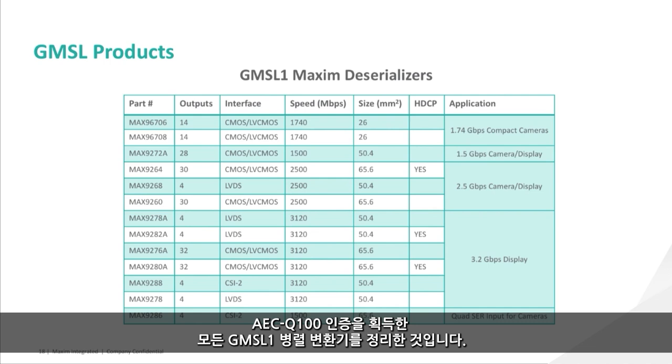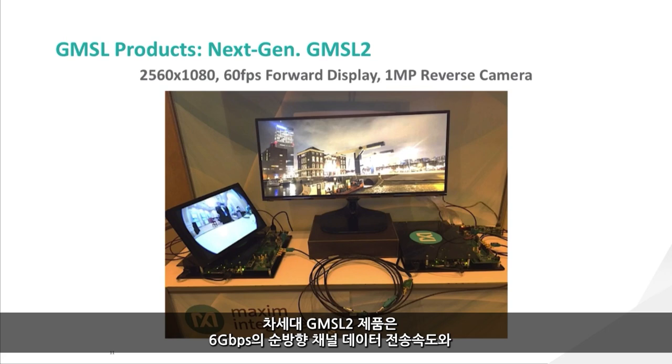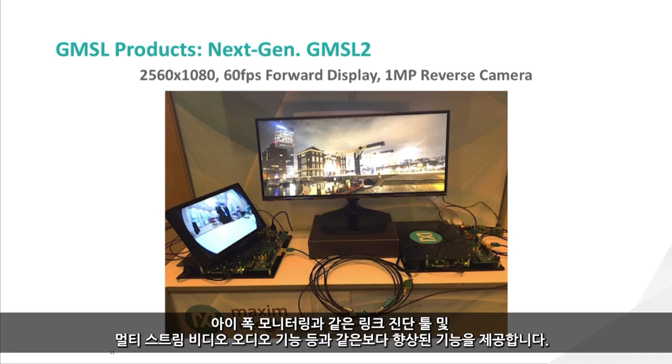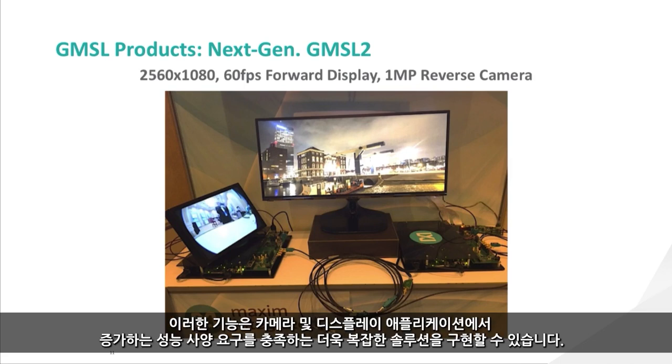The next generation GMSL2 products offer more advanced features like 6 gigabit per second forward channel data rate, 1.5 gigabit per second reverse channel data rate, auto HDCP, DSI, OLDI, HDMI interface support, lossless compression, link diagnostic tools such as eye width monitoring, and multi-stream video audio capability. These features enable more complex solutions to meet the demand of increasing performance specifications in camera and display applications.